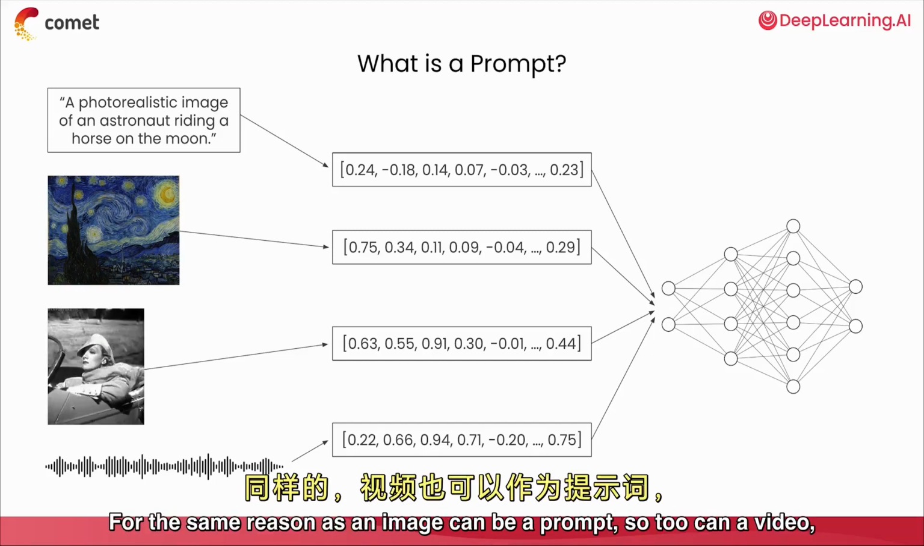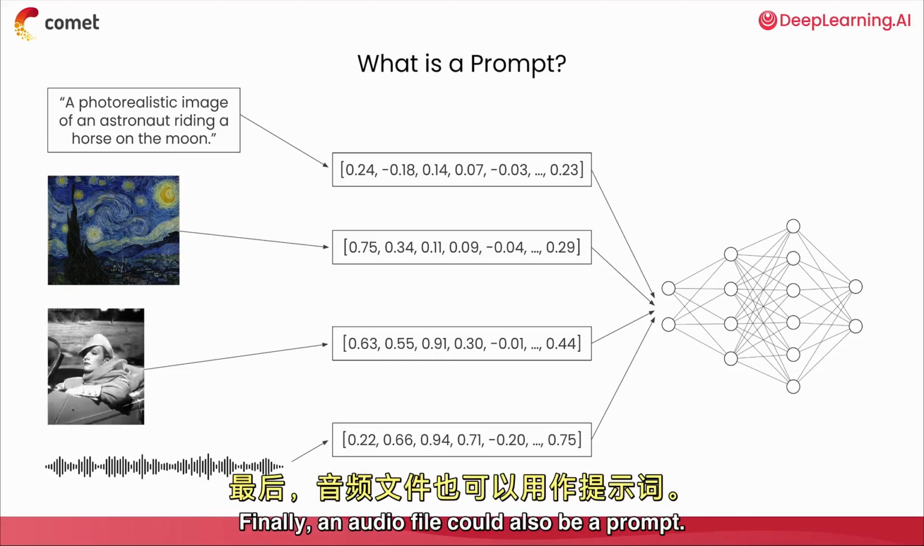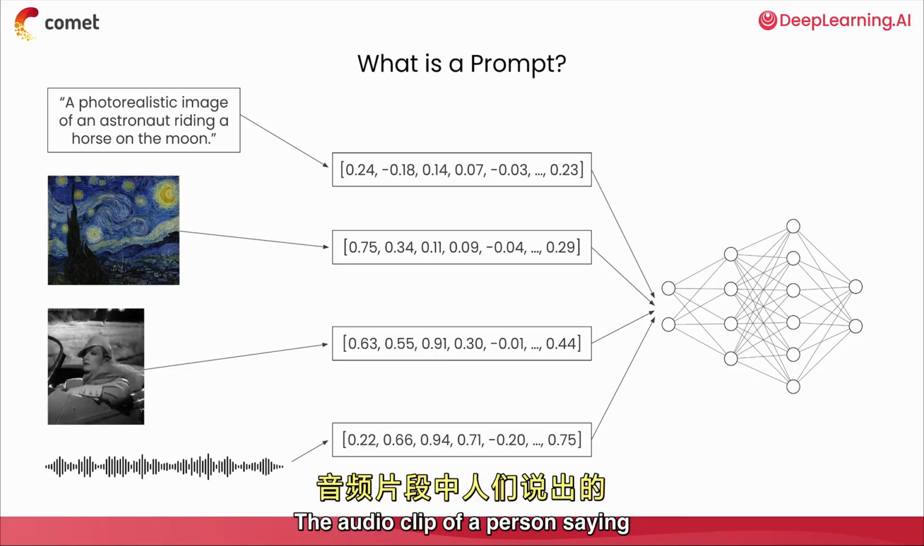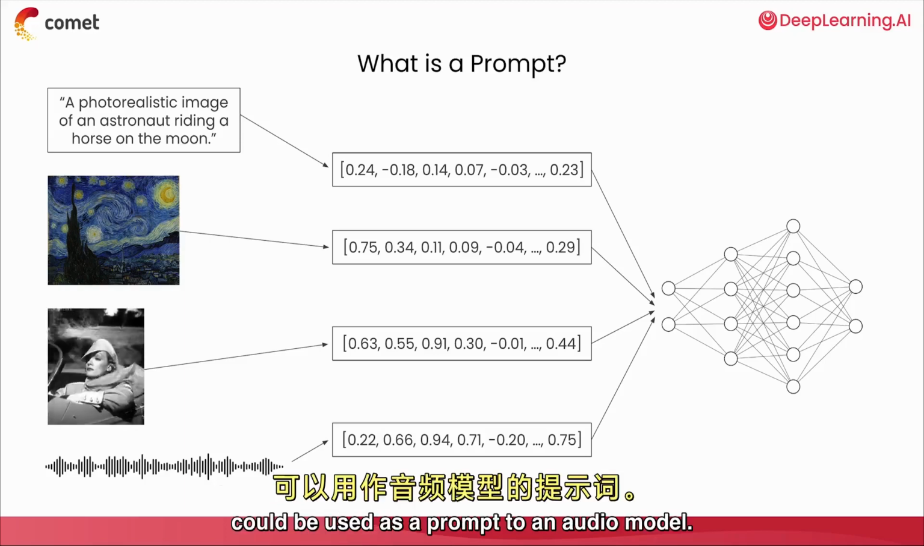For the same reason as an image can be a prompt, so too can a video, since a video at the end of the day is just a series of images. Finally, an audio file could also be a prompt. The audio clip of a person saying, "A photorealistic image of an astronaut riding a horse on the moon," could be used as a prompt to an audio model.